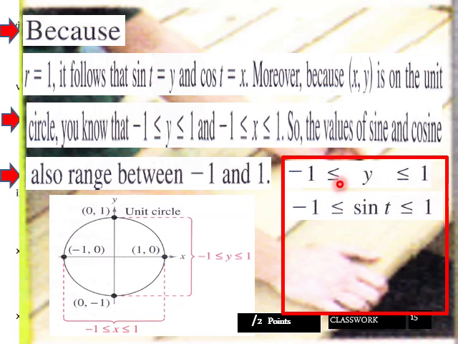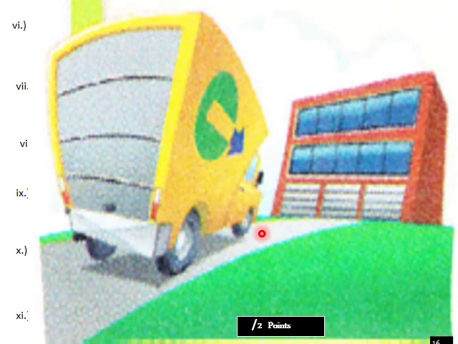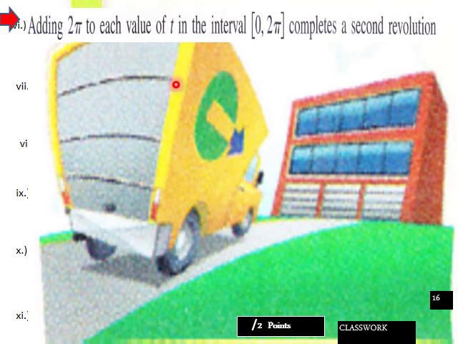So we know our values here for y are these values, and then sine t will be between those two values. Then again for x, the values are between -1 and 1. And then for our cosine, it would be -1 and 1. That is your domain and range for using the unit circle calculations of figuring our trig functions.